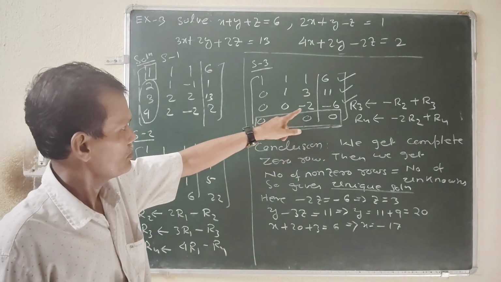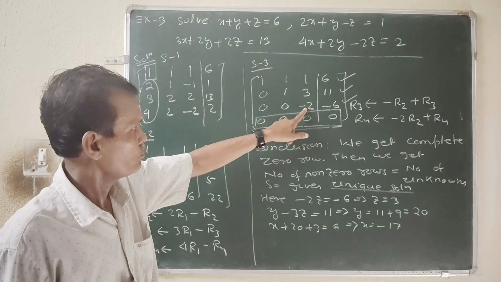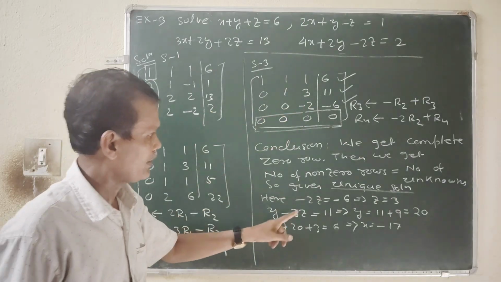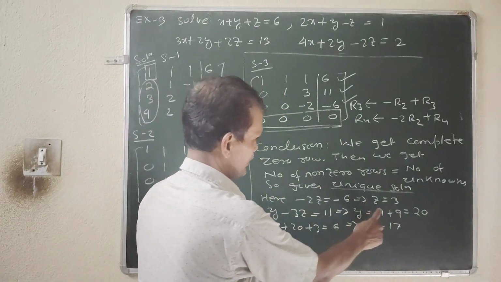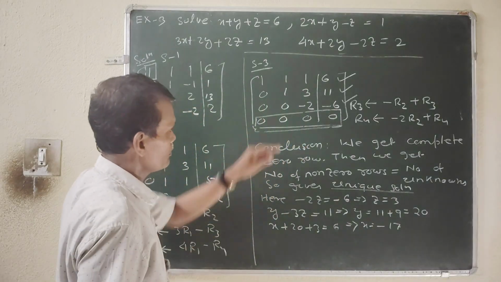So the last line is this. This value minus 2 is for the third column, meaning z, so we write minus 2z equal to minus 6, that gives z equal to 3. Then we put it into the second equation.